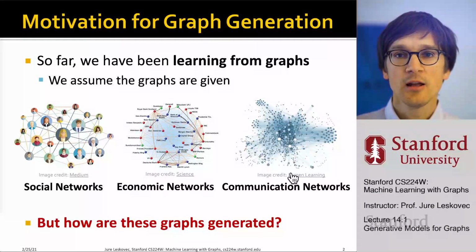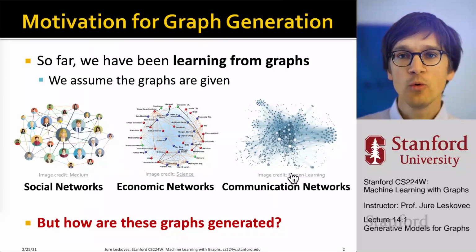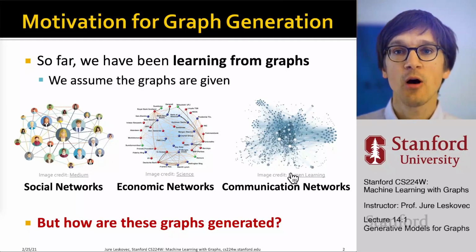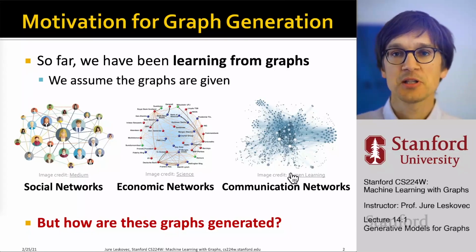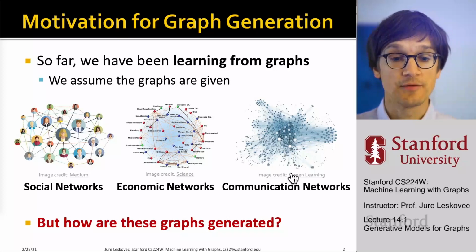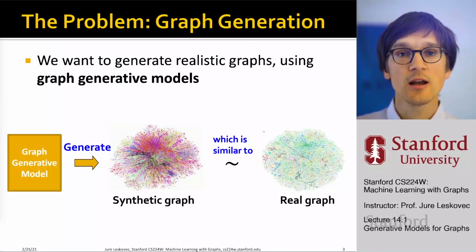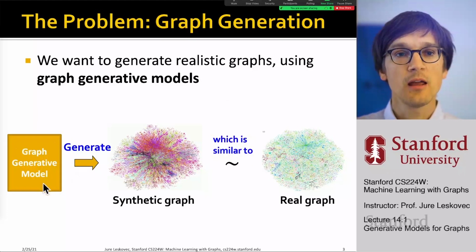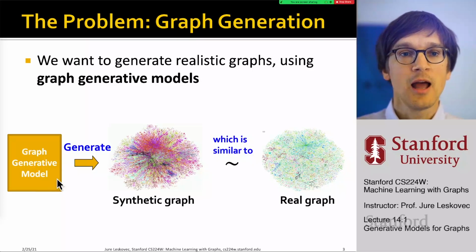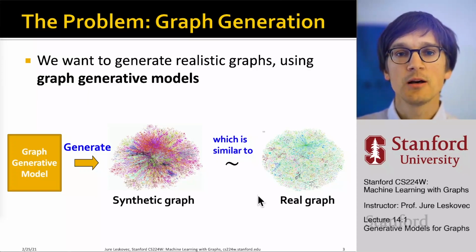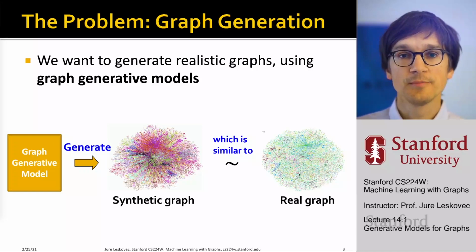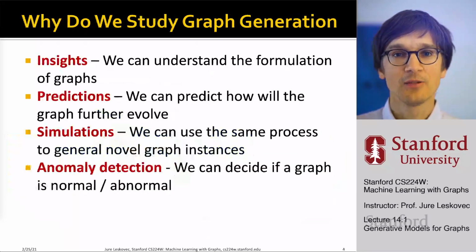How would we generate a synthetic social network? How would we generate a synthetic economic network? How would we generate a synthetic communication network? What are some of the processes that would allow us to generate these types of graphs? The way we can do this is that we want to generate realistic graphs using generative models. So the idea will be that we are given a graph generative model, and we want to be able then to generate a synthetic graph that is somehow similar or matches the real graph. So this is what we would like to do.